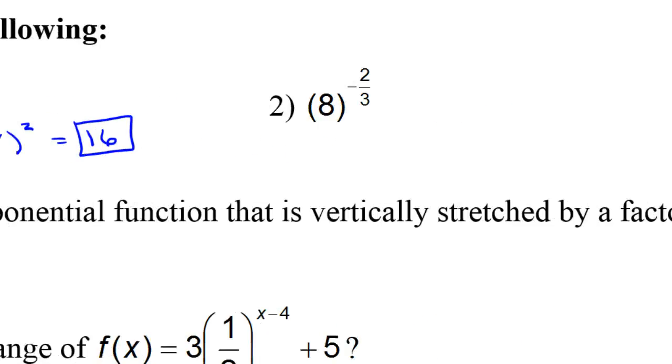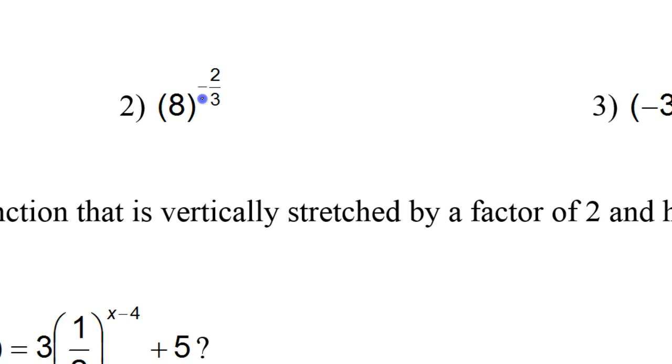Alright, let's take a look at number 2. Now, this one has this negative on it. So remember that a negative exponent does not make the answer negative. Instead, it's going to drop you down to the denominator. So this is going to be the same thing as 1 over 8 to the 2/3 power. The negative dropped it down to the denominator.